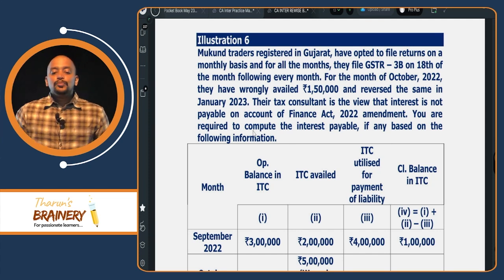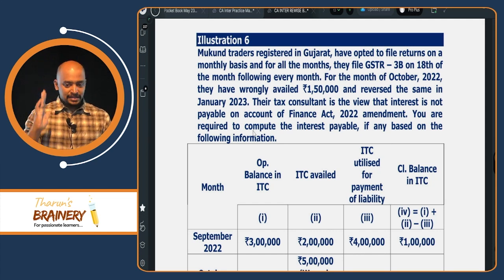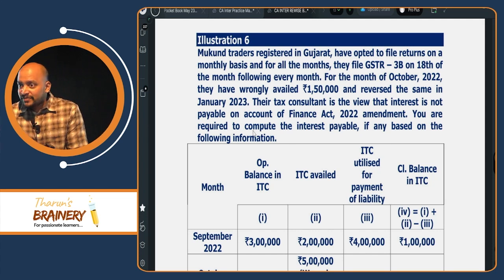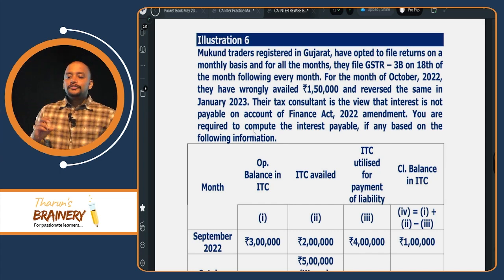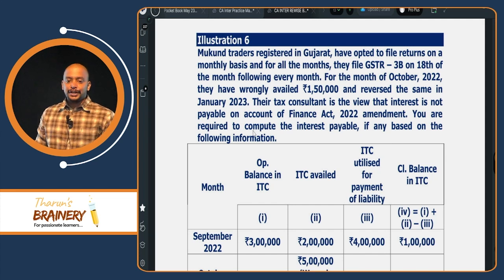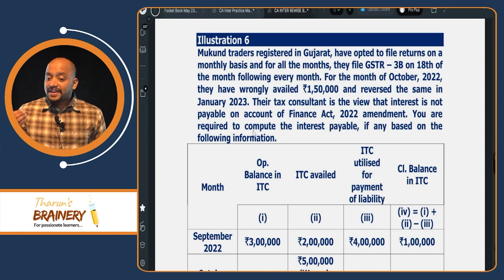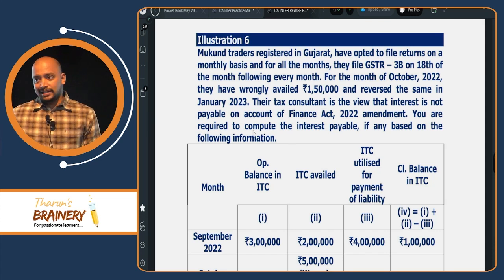So concentrate, please. Mukund Traders, registered in Gujarat, have opted to file returns on a monthly basis, and for all the months they have to file 3B by the 18th of the month. So what is the time limit by which they file 3B? Usually the 18th of the month following every month. For the month of October 2022, they have wrongly availed 1,50,000, availed in October 2022 and reversed the same in January 2023.